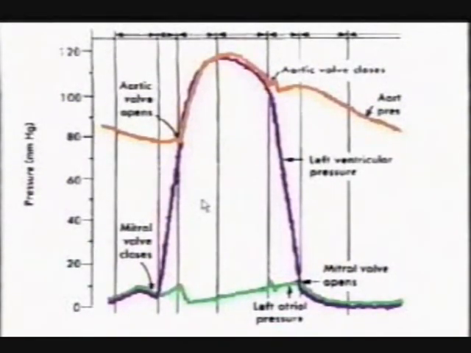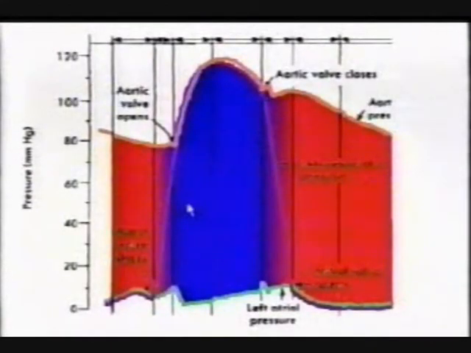This shows the pressure changes during a heartbeat. The orange line at the top represents the pressure changes in the aorta. The purple line represents the pressure changes inside the left ventricle. During systole, blood cannot flow through the coronary arteries because ventricular pressure is greater than aortic pressure. This area is shaded in deep blue.